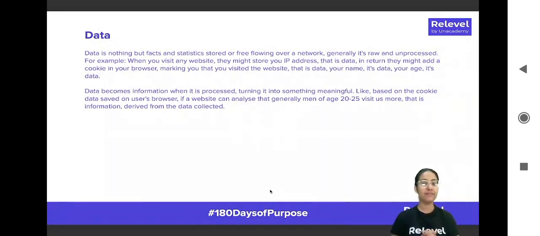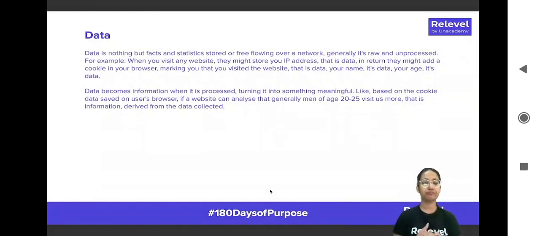For example, when you visit any website, they might store your IP address, that is data. And in return, you might add a cookie in your browser, marking that you visited the website, that is data. Your name is data, your age is data. Whenever you visit some website, there is usually a pop-up that asks whether you allow cookies on this website. That is how they store your data, that is your IP address and everything that you have.